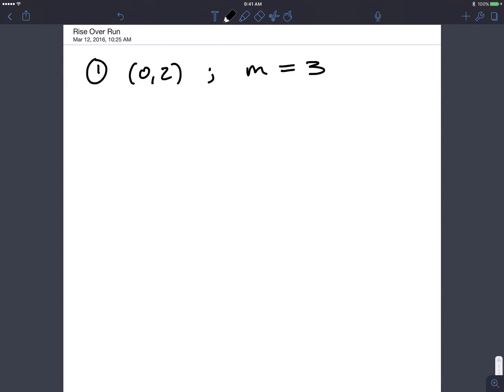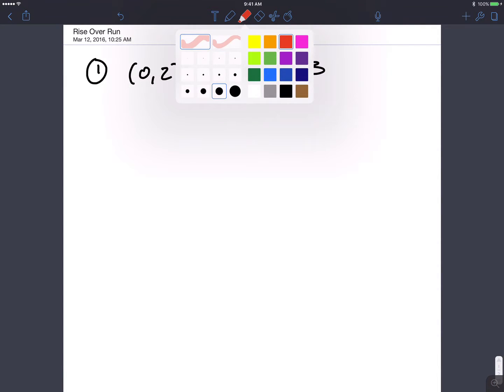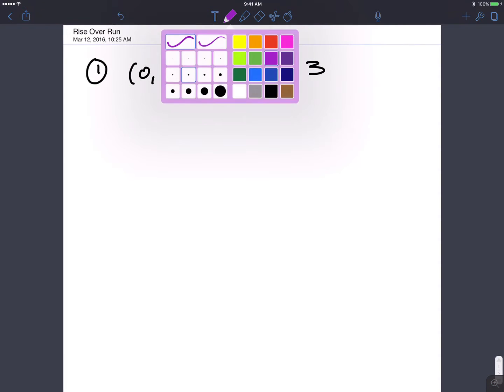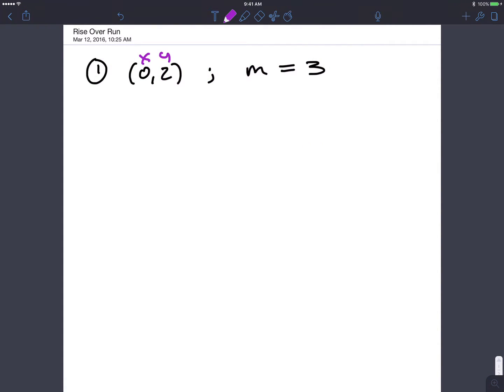We're going to work on the video solutions to the rise over run homework assignment. And what we're going to do is plot a y-intercept. Now notice here that the point they gave us, x over y, is actually a y-intercept value.